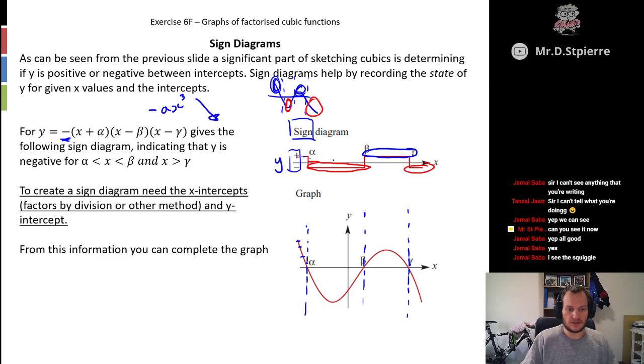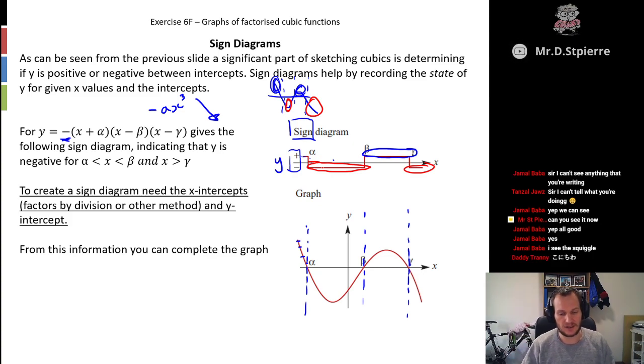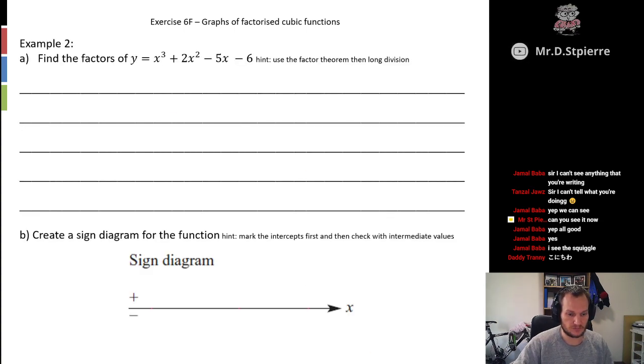So a sign diagram shows, are we in positive y or are we in negative y? Or are we above the x-axis or are we below the x-axis? Drawing these diagrams without showing you how to do it can be a little tricky, so I think it's easiest if we just jump straight to an example and show you how to do this.